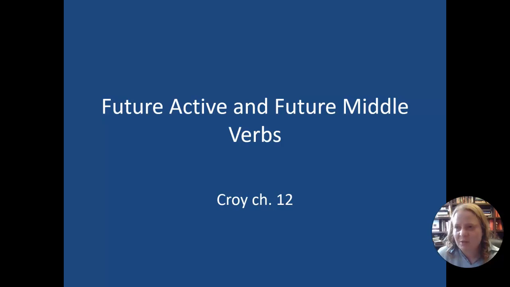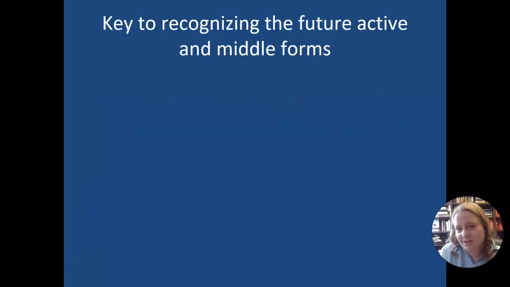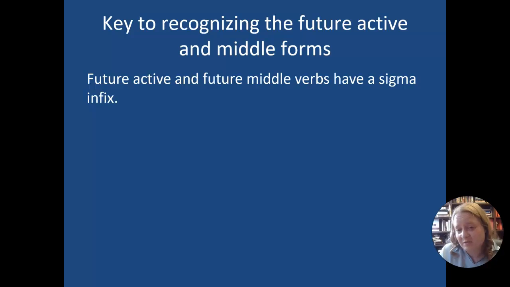Because it's probably got one of the more simple concepts in Greek, in that you're going to be able to recognize this right away. The future active and the future middle have a very distinguishing feature. And so this goes with Croy chapter 12. Here's the way to recognize them: future active and future middle verbs have a sigma, what we call an infix. So in the middle of the word, that's what an infix is. Not a prefix that goes before or a suffix that goes after, but an infix.